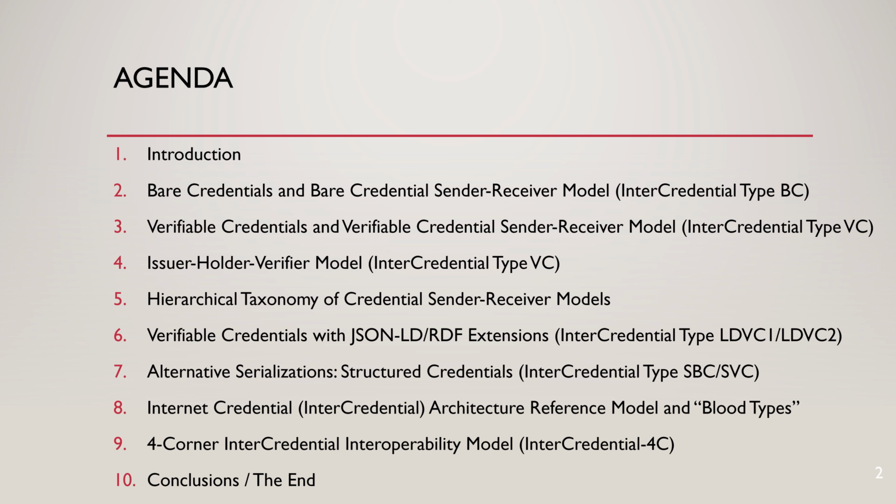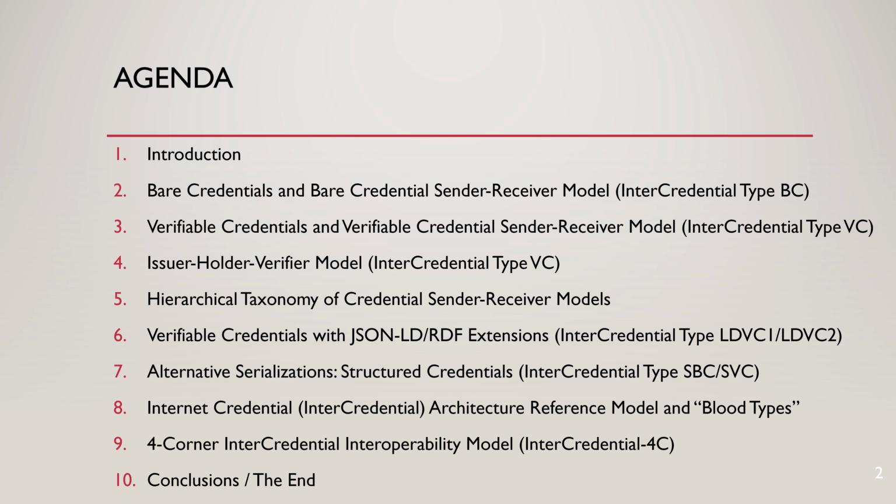And once we've seen those first three, the bare credential model, the verifiable credential model, and the issuer-holder-verifier model, we start to see a bit of a hierarchical taxonomy of credential sender-receiver models. So we're going to cover that in step 5. Then we're going to look at two more variations or extensions of the intercredential model. We're going to look at verifiable credentials that have JSON-LD RDF extensions.